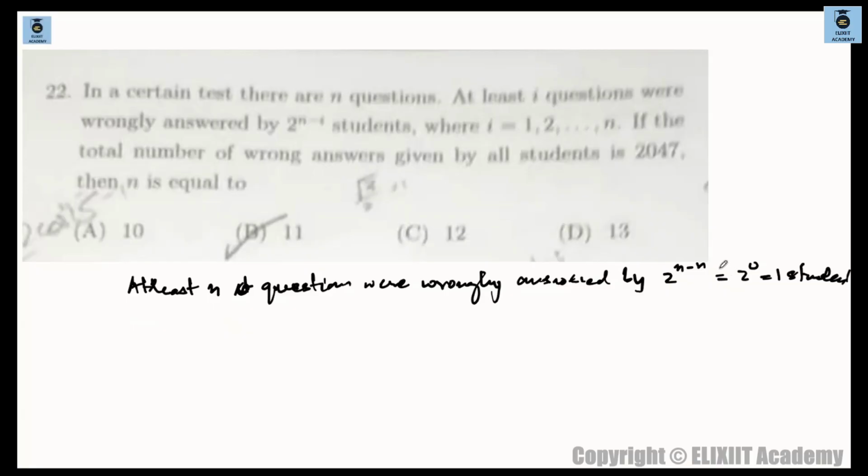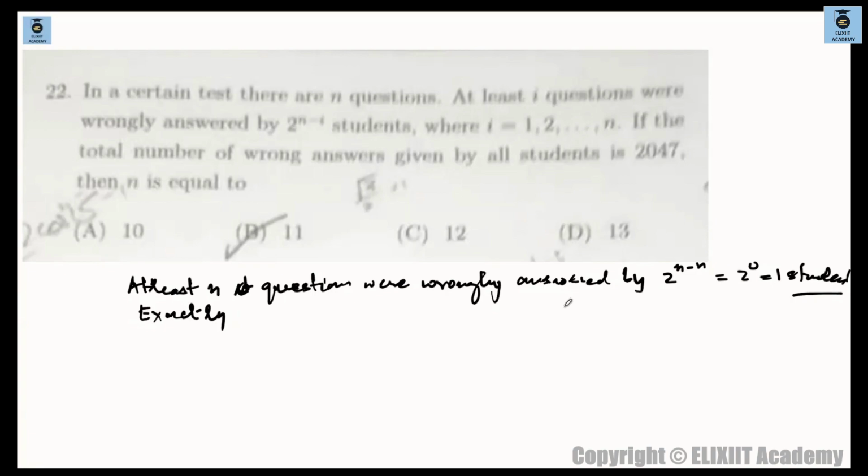At least n means n or more than n. Now, more than n is not possible, so 'at least' is the wrong word to use here because this is exactly n questions. Exactly n questions were wrongly answered by 2 to the power of 0, which is 1 student. Right?